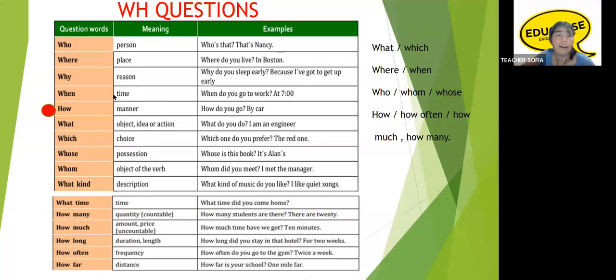And here you have a fairly complete list of the different WH words. Here you have the meaning. Who, when we talk about a person. Where, when you want to know or talk about a place. Why, if you give a reason. When, talking about time. And here you have examples. Okay, I'm going to send this screenshot to the group.